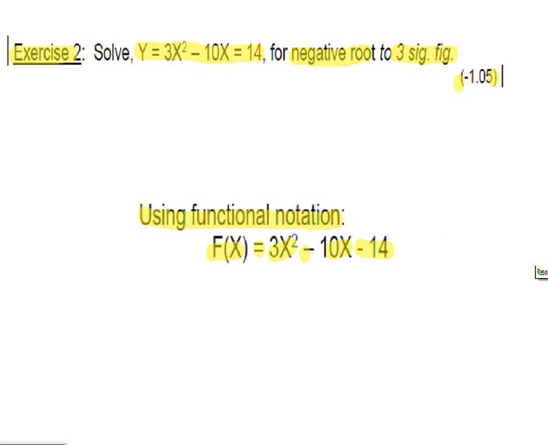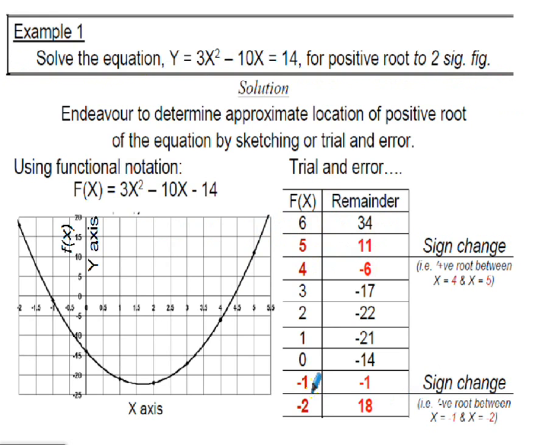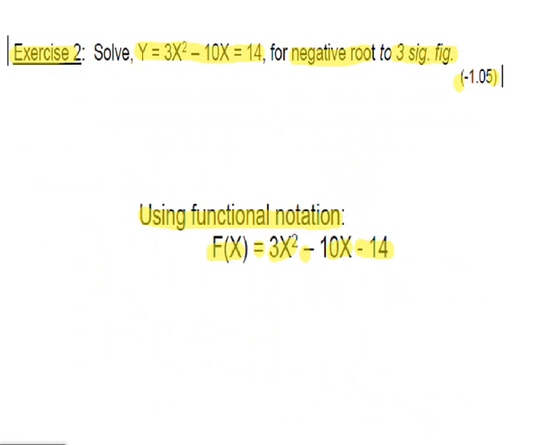I encourage you to stop the presentation here and solve this equation for the negative root to three significant figures. You need to define an interval for yourselves. If you go back to the table on the previous slide, you can see that a negative value of x occurs between negative 1 and negative 2. We have a change of sign on the remainder here, so that means there must be a root between x is equal to negative 1 and x equal to negative 2, so there's your starting interval. The solution is shown on the following slide.